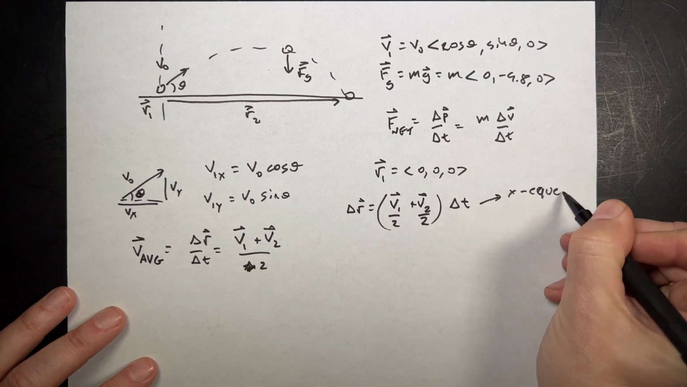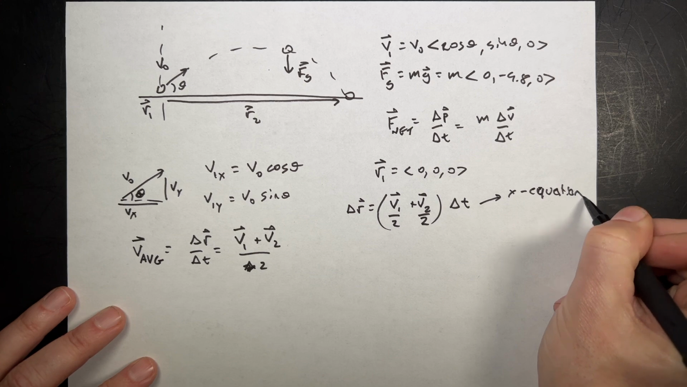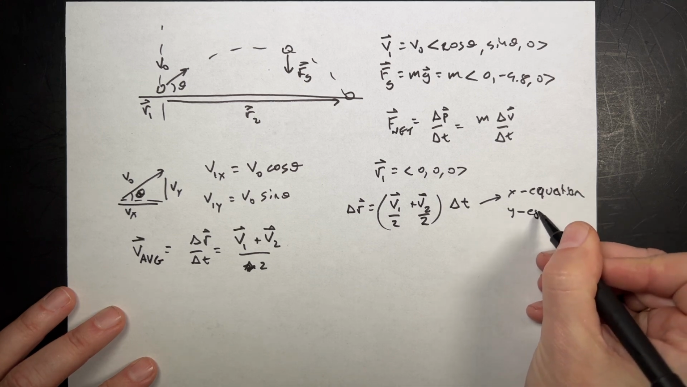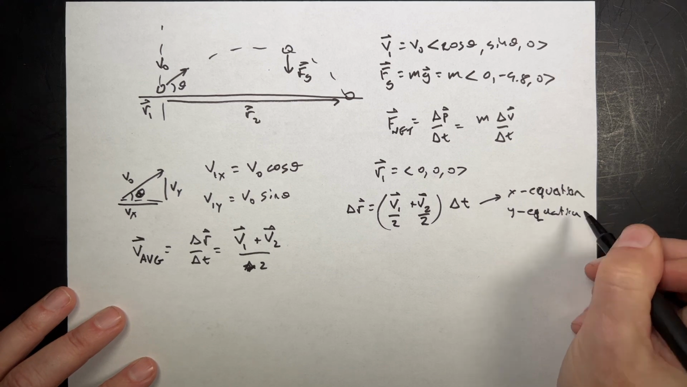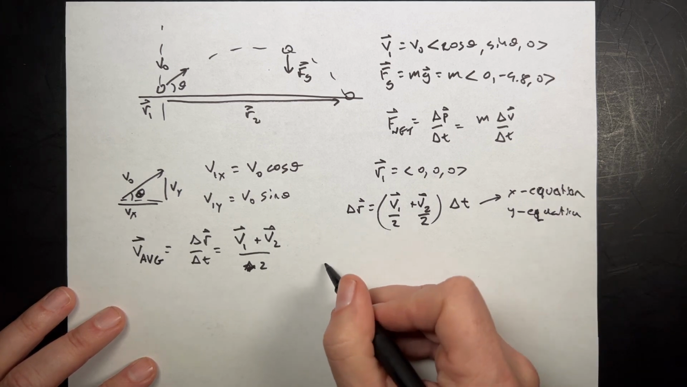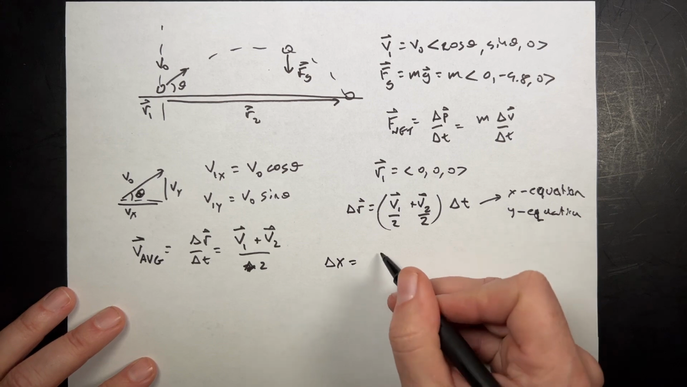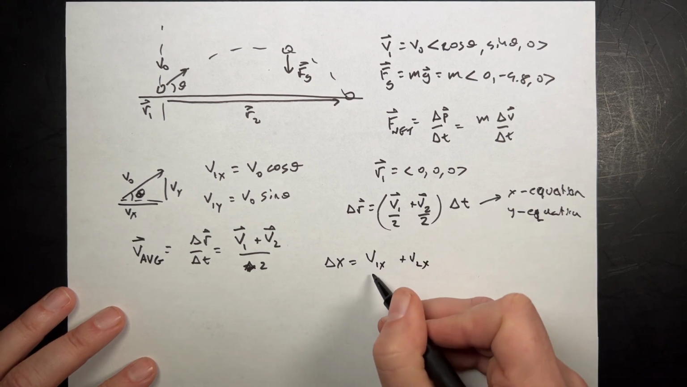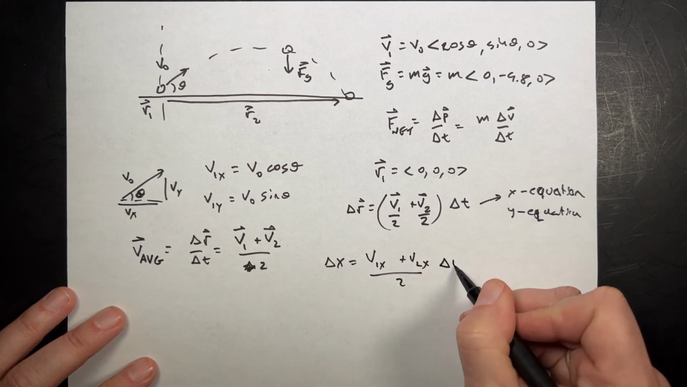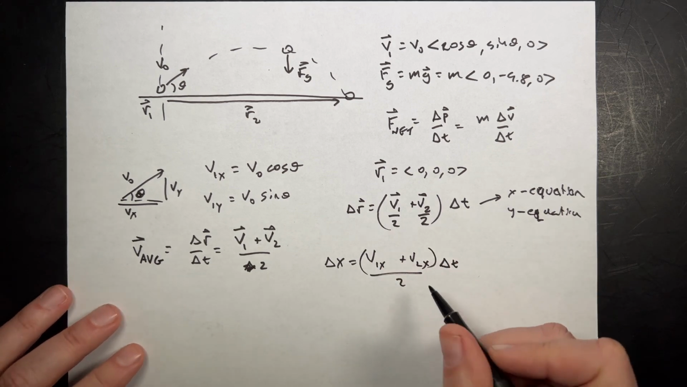I can't spell it. Equation. That's terrible. And a y equation. I'm thinking about x's and y's. So in the x equation, I'm going to say delta x is going to be equal to v1x plus v2x, all of that over 2, times delta t. And I know I said I wasn't going to do that, but I just did.